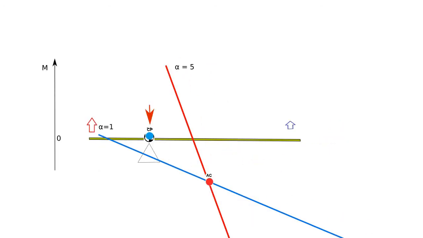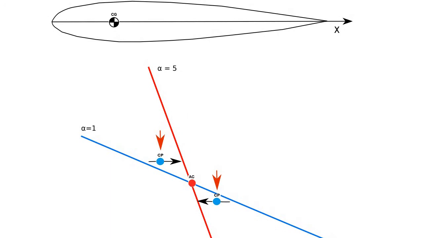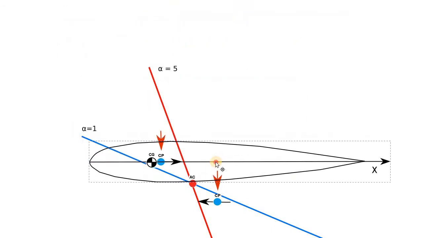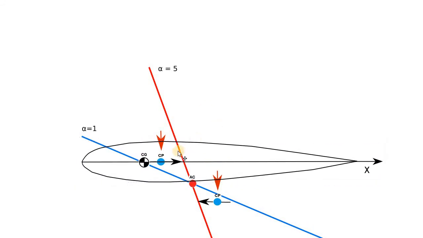Now let's make it even more explicit. So let's go here. Now we see that airfoils can be divided in two types: the aerodynamic center is behind the center of pressure, and it is in front of the center of pressure. The center of pressure is moving from small angles of attack to high angles of attack. It moves from the nose to the tail, or the opposite, from the tail to the nose. So once again, the useful airfoil is the one where the center of pressure moves to the tail. When we increase the angle of attack, the center of pressure moves to the tail.